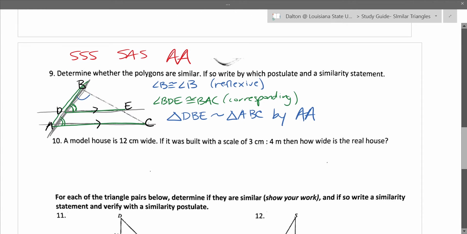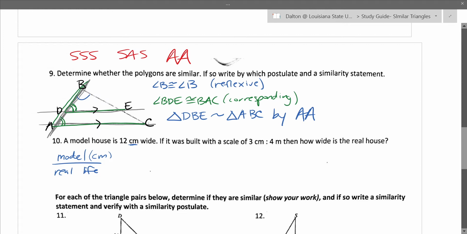Okay, number 10, a model house is 12 centimeters wide. If it was built with a scale of 3 centimeters to 4 meters, then how wide is the real house? So this one's kind of like the other problem, so let's give it another go. Again, what are we comparing? We are comparing a model house to real life. And it might also help to put the units of measure. What is the model house being measured in? What units? It's being measured in centimeters. So the model measurements are in centimeters.